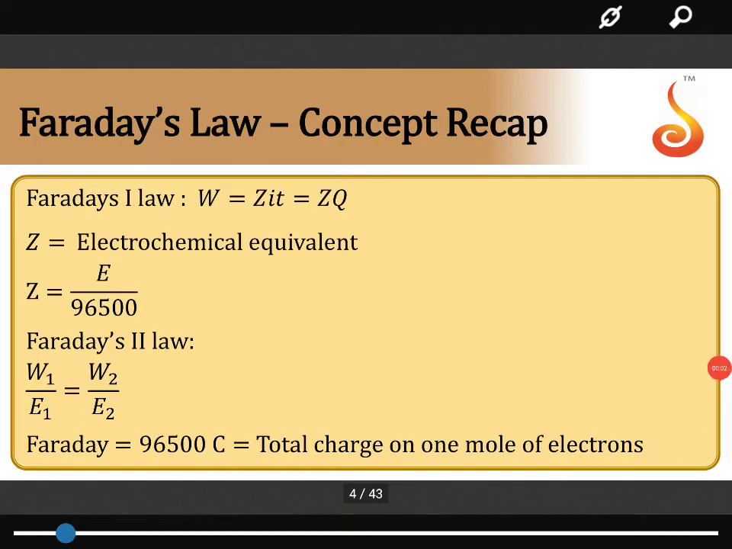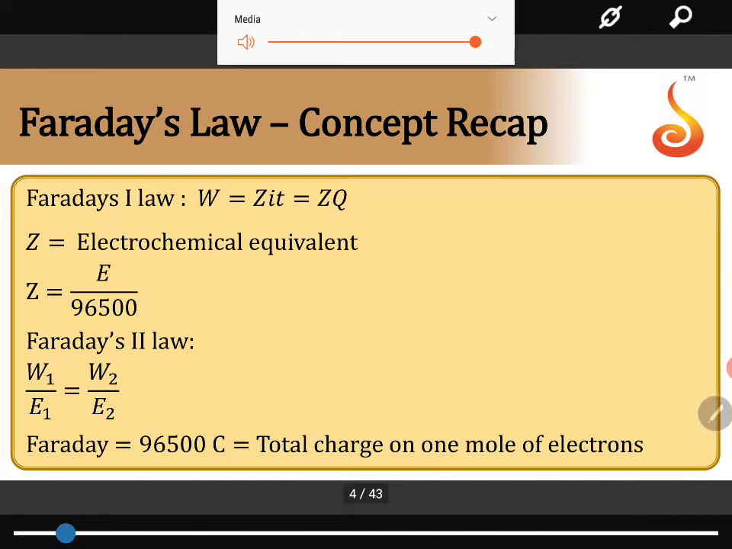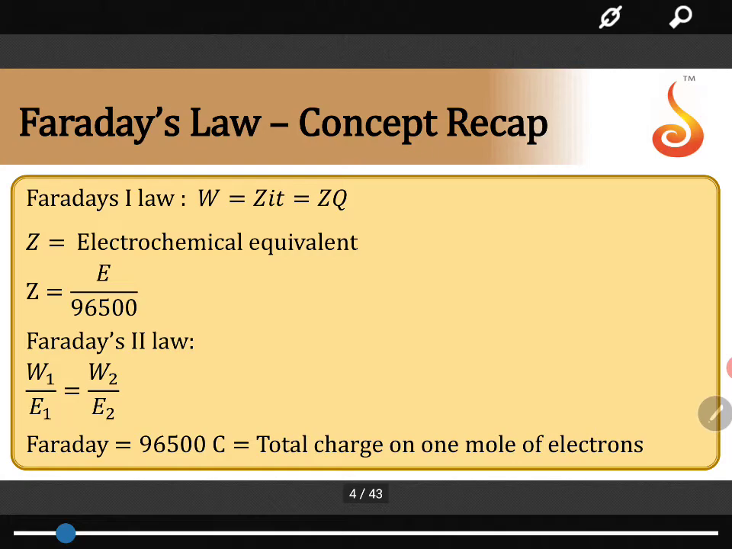Yes, this is NEET stage 1. So here we already did the recap of Faraday's laws in the PU part, and we are going to solve a lot of numericals in Faraday's law.